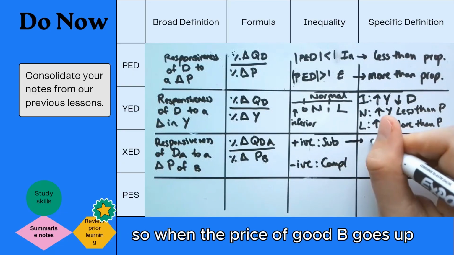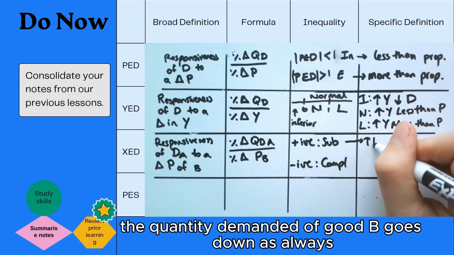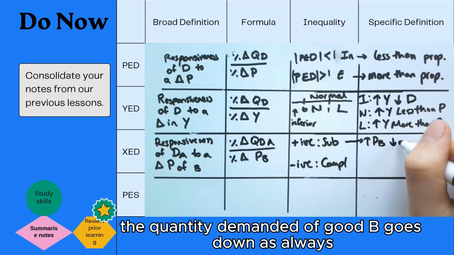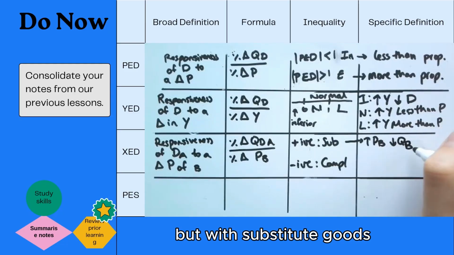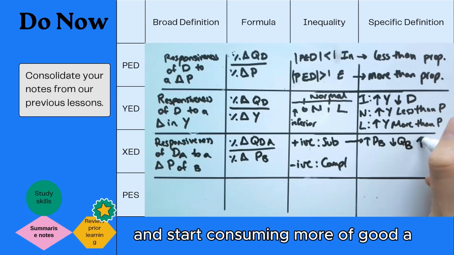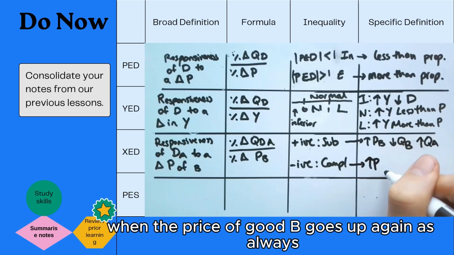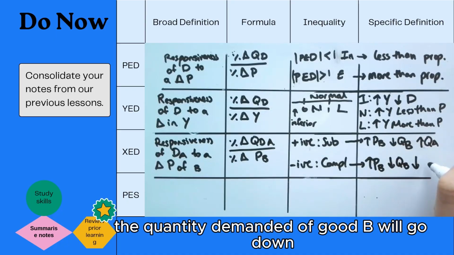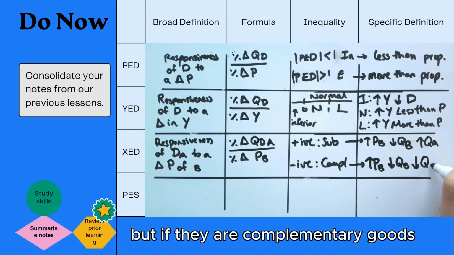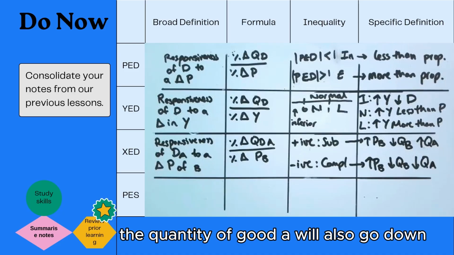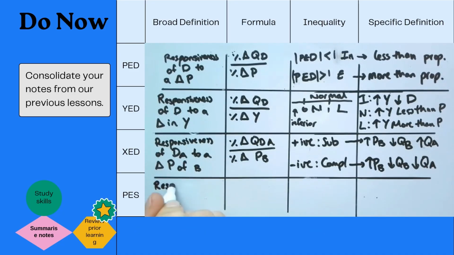So when the price of good B goes up, the quantity demanded of good B goes down as always. But with substitute goods, consumers will switch and start consuming more of good A. Whereas with complementary goods, when the price of good B goes up, again, as always, the quantity demanded of good B will go down. But if they are complementary goods, the quantity demanded of good A will also go down.